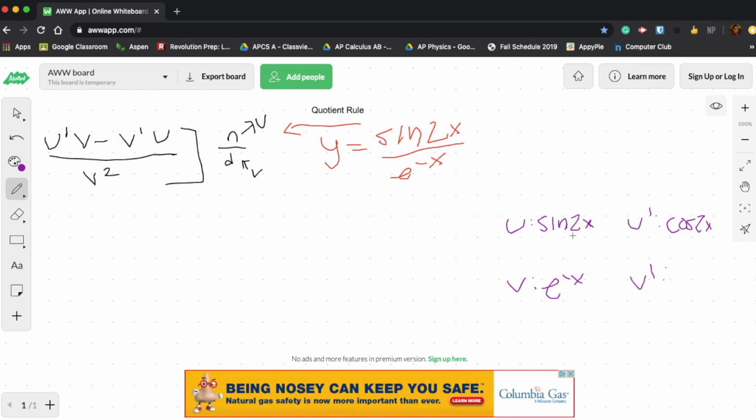But remember, you have to use chain rule since there's a 2x right here. So it's actually cosine 2x times 2. That is our u prime. And our v prime would be e to the x, because e to the anything results in e to the x as the derivative. One thing that you should know is always remember to use chain rule. Whenever you take the derivative of something, you always use chain rule.